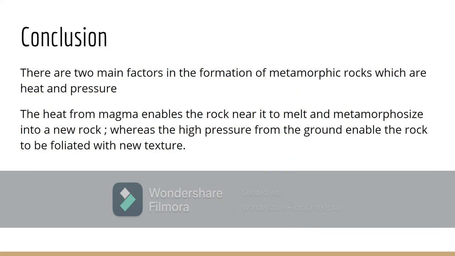Okay. So last but not least, there are two main factors in the formation of the metamorphic rocks, which are the heat and pressure. The heat from the magma will enable the rock near it to melt and metamorphosize into a new rock, whereas the high pressure from the ground will enable the rock to be foliated with a new texture. So I believe that is all from us.